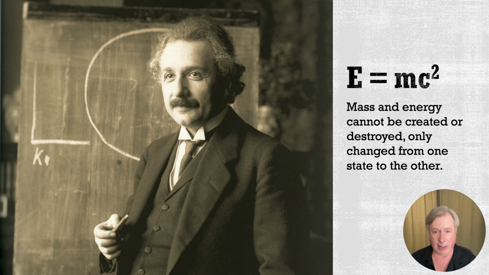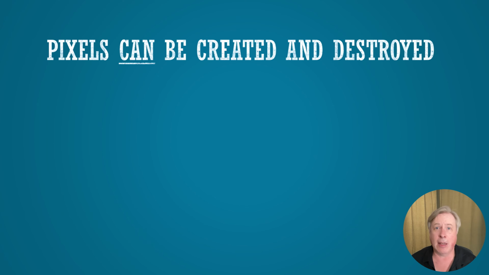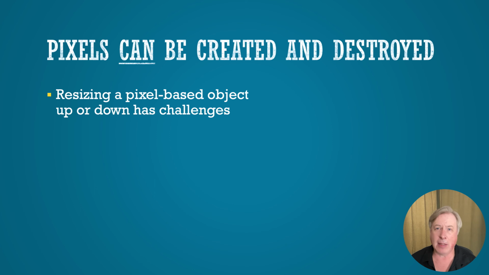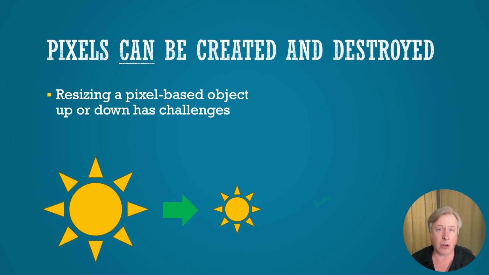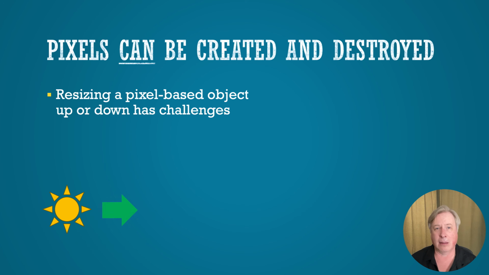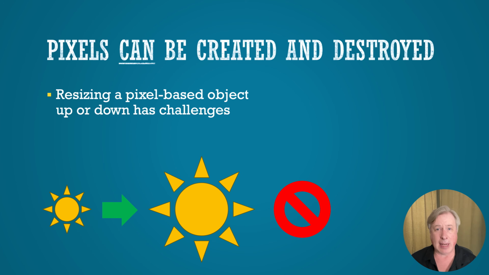In contrast to this, in image editing, pixels can be created and destroyed. Resizing a pixel-based object down is usually not a problem. It's just a smaller version of itself afterwards. However, when resizing up, Photoshop must invent new pixels. These new pixels can look fake or blurry depending on how far you're asking Photoshop to enlarge. The process is called resampling. Resampling permanently creates or destroys pixels.